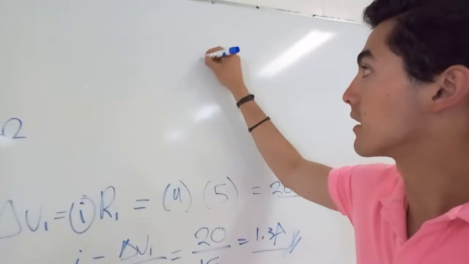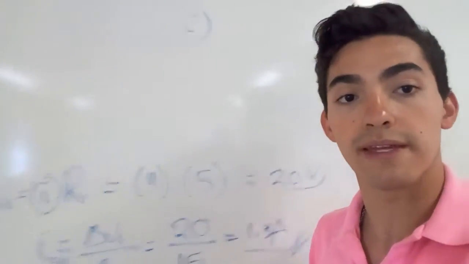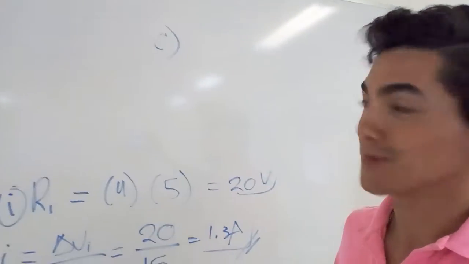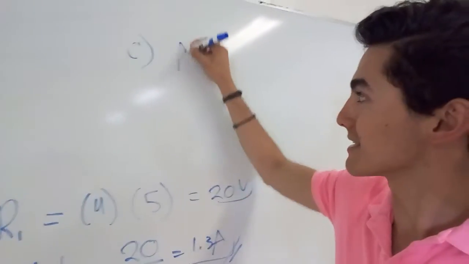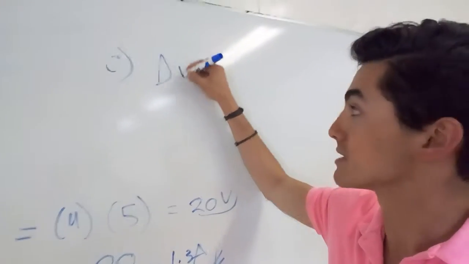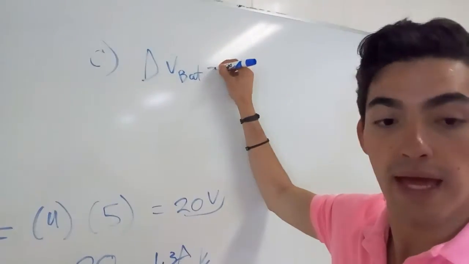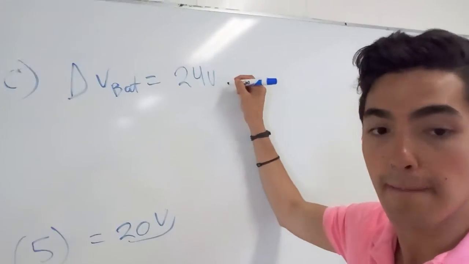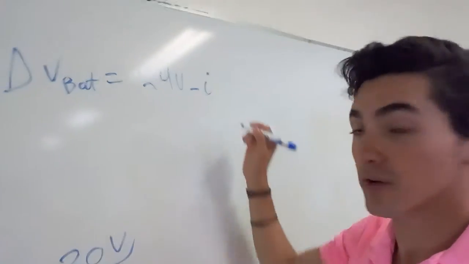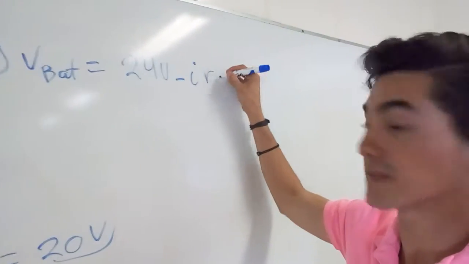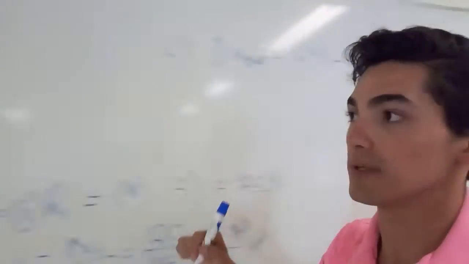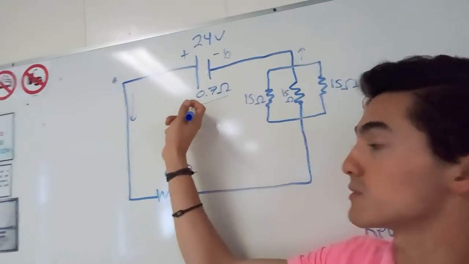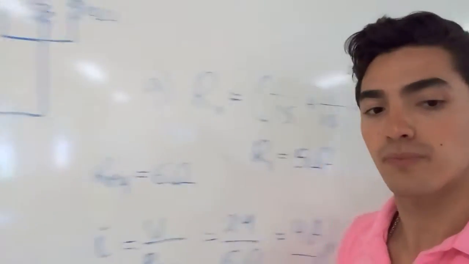And for letter C, we have to calculate the voltage between the terminals of the battery. So the terminals of the battery says that the difference of the voltage of the battery is equal to the whole voltage of the battery minus the current times the resistance of the battery. As we saw in here, the resistance of the battery is this one, 0.7 ohms.